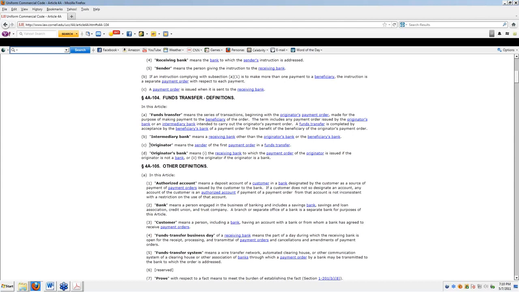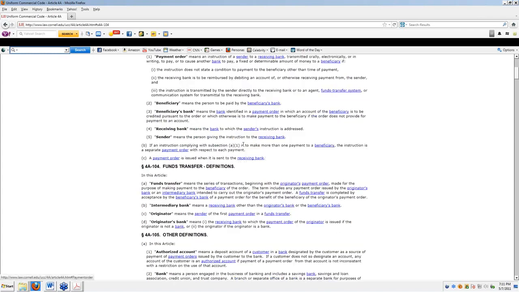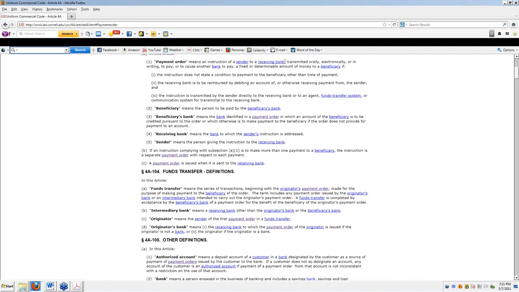Okay, what does this say? Read this. Originator. Means the sender of the first payment order in a funds transfer. Okay, what is a payment order? Well, that's like the money order, pay to the order of, isn't it? Yeah, means an instruction of a sender to a receiving bank transmitted orally or in writing to pay or cause another bank to pay a fixed or terminal amount of money to a beneficiary.